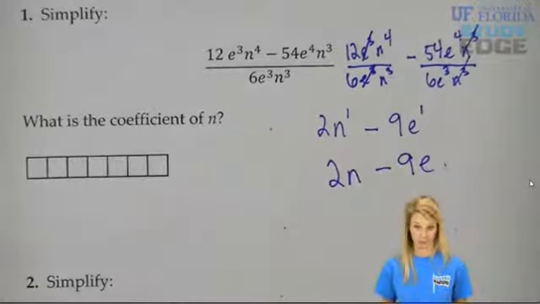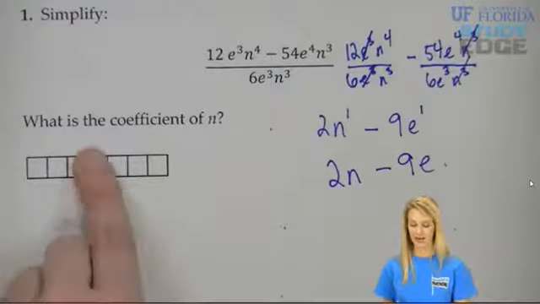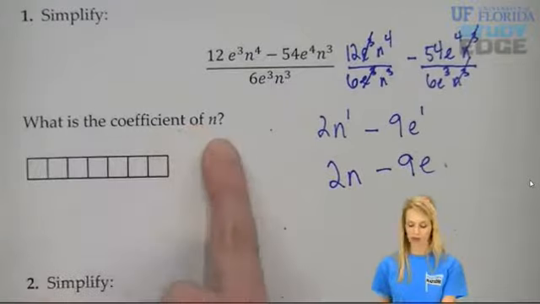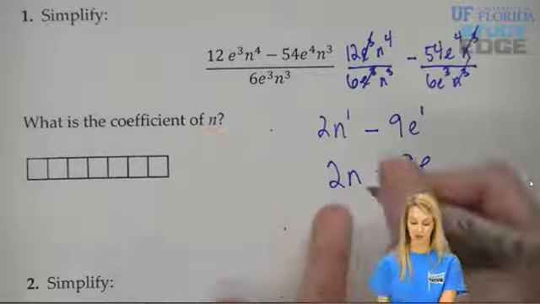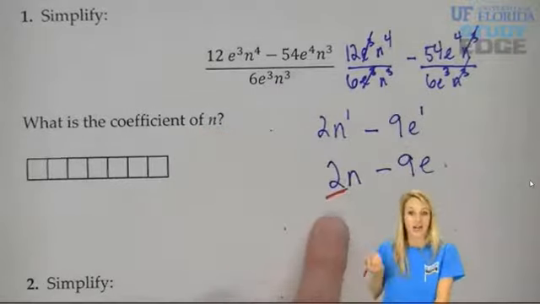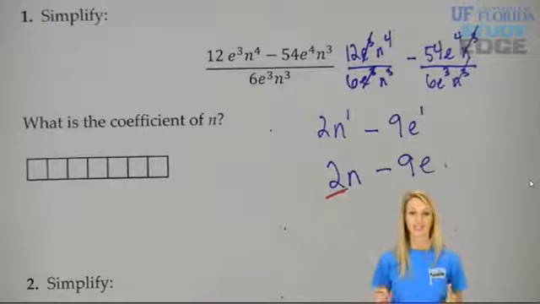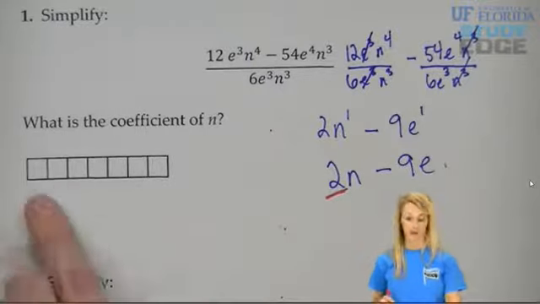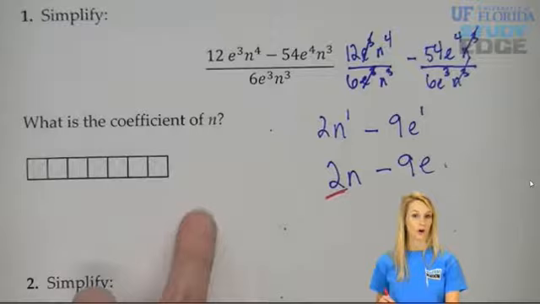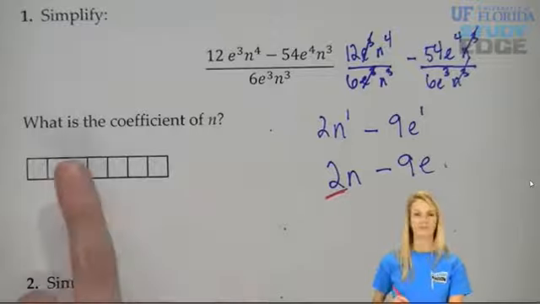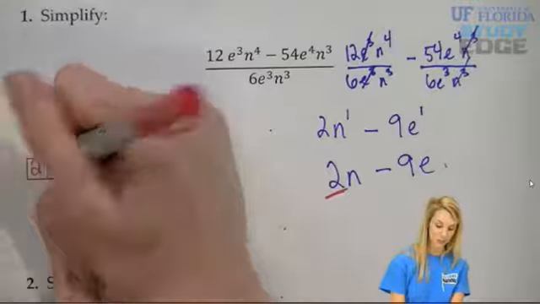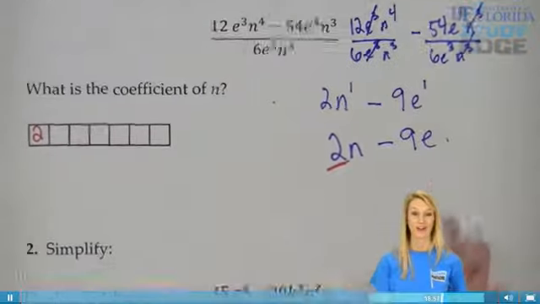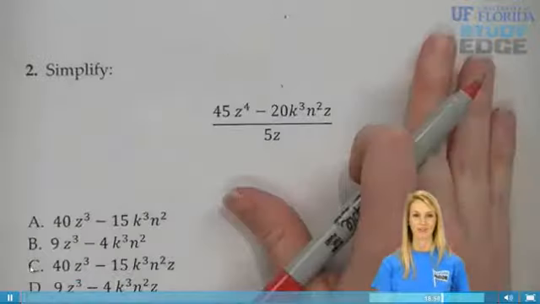Well, now that we've got this simplified, what are we being asked for? What is the coefficient of n? That means, what is the number in front of n? What's in front of n? A 2. 2 is our final answer. Now remember, in a grid box, we can put it all the way to the left or all the way to the right. We're going to do it all the way to the left. So our answer is 2. In one box, we put the number 2. We are done.